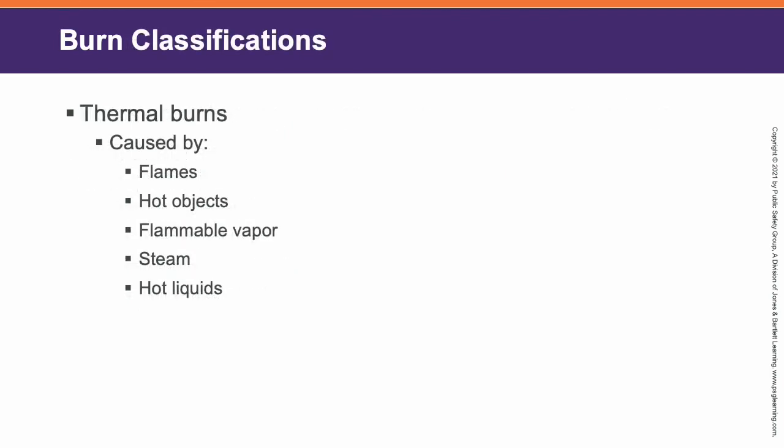Okay. We have different types of burns, burn classifications. So this is a quiz question, these next few slides, these classifications, these types of burns. So put a star by them. The first type is a thermal burn. This is caused by things like flames, hot objects, vapors that are flammable, like from a spray can, if it catches fire, and also things like steam and hot water. Those are thermal burns caused by things that are hot.